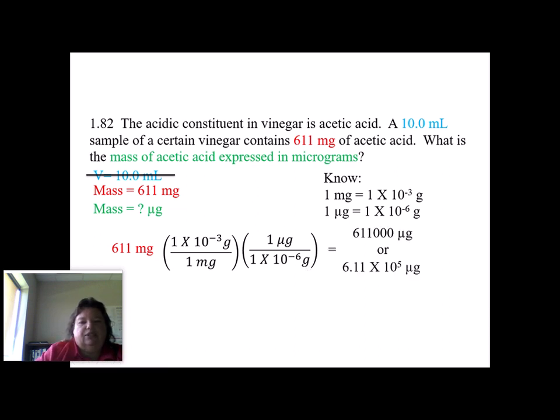611,000 micrograms, or in scientific notation, that's 6.11 times 10 to the 5th micrograms. These two values here are equivalent. Okay, so you need to make sure that you can enter this into the calculator that you have in front of you and that you get this answer. Okay, if you get something that's to the minus 7th, then you probably have entered this one right here incorrectly.